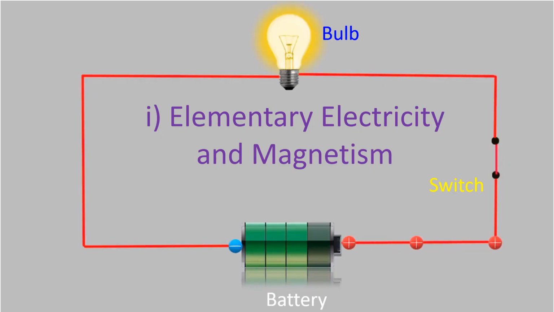Though an electric current is due to flow of electrons, by convention it is considered to flow from the positive pole of the battery to the negative pole as shown in the animation. Actual flow of electrons in the circuit will be in the opposite direction.